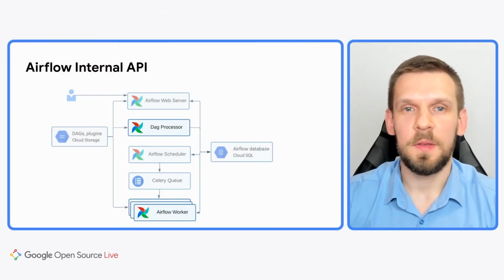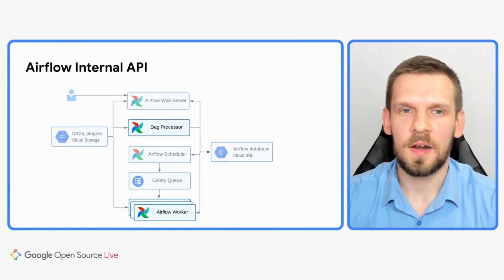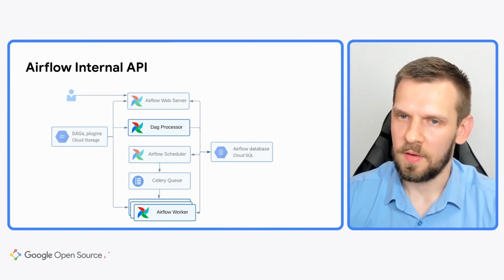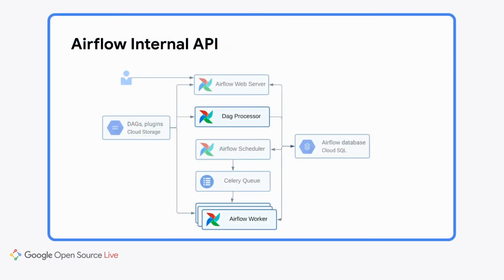The second AIP is about solving the direct access to the database. Again, if you need more details, please check AIP 44. We can see on this picture the two components that are considered untrusted: the DAG processor and Airflow workers. They execute the user code, but still have access to the database. And this is a dangerous habit we want to finally break with.